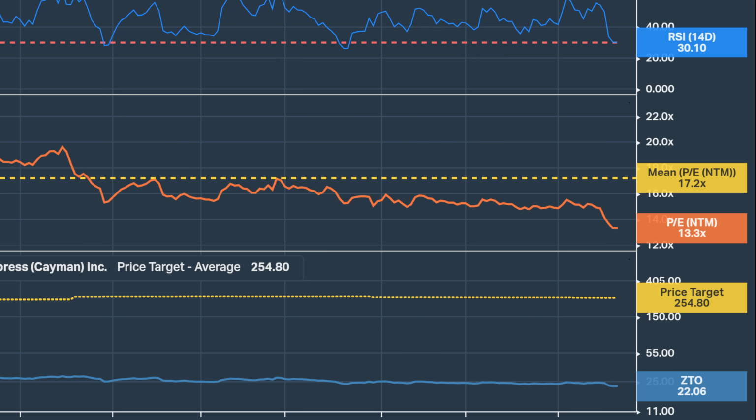Now, if we look at the price to earnings ratio showing 13.3 times, remember if it's below that yellow line, it means that it might be offering some good value. Now, this is interesting. When I look at the current price, the company's trading for $22.06. It's showing here a consensus price target of $254.80. But this is an example now of where all of these pieces of data have to be analyzed, and this is a starting point.